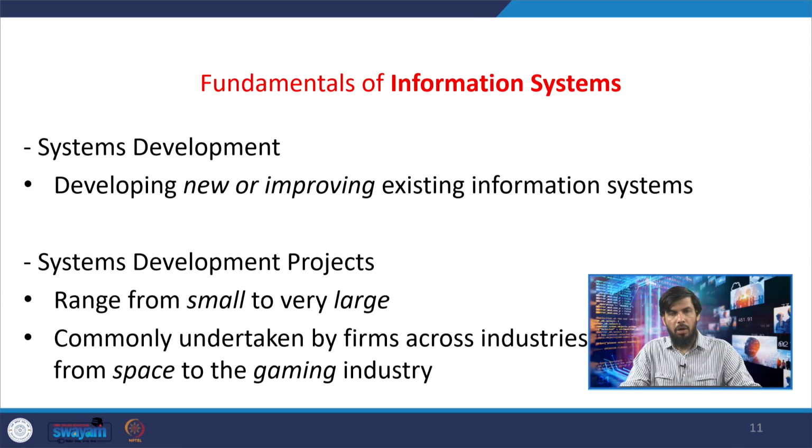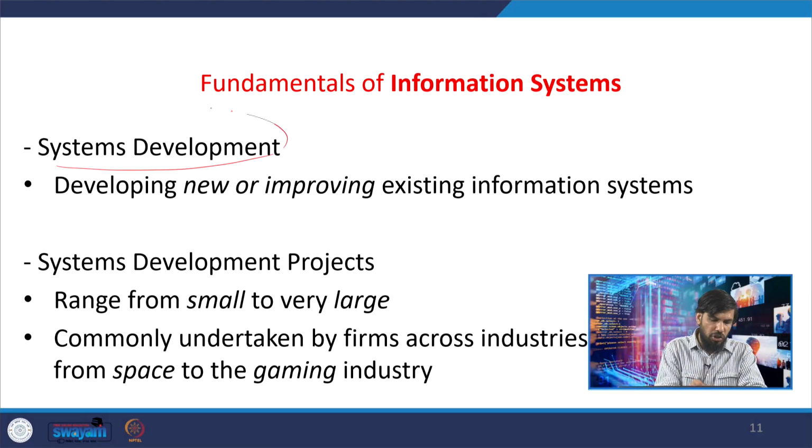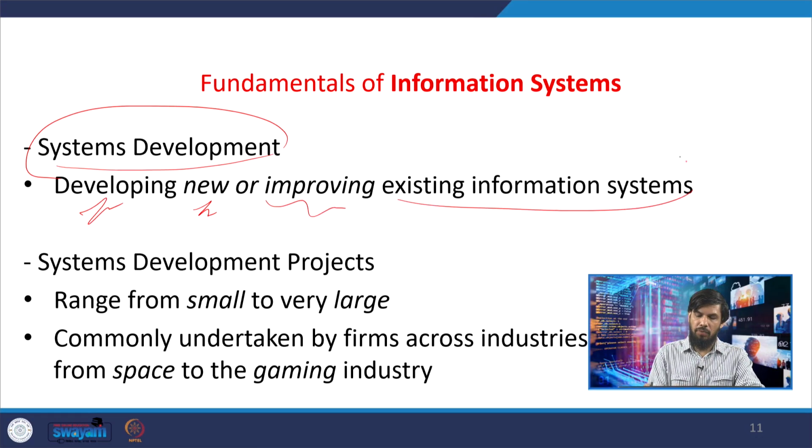Moving on, now while we talked about so many different systems, enterprise systems, AI systems, different examples, right. Now, somebody needs to maintain these systems, develop these systems. So, we will discuss a few pointers on that. We talk about systems development. So, what is systems development about? It is about developing new or improving existing information systems.